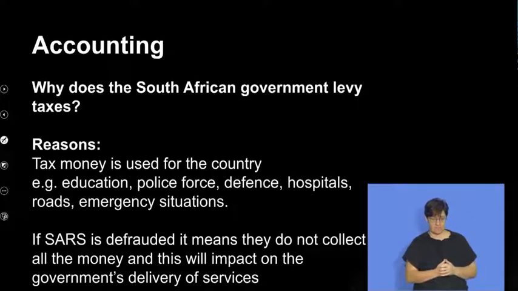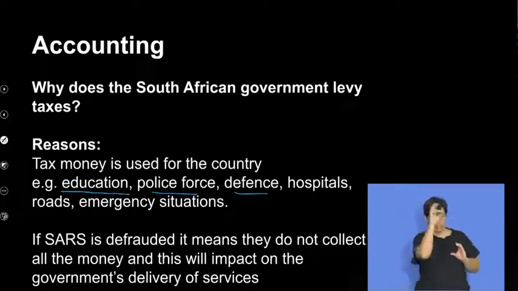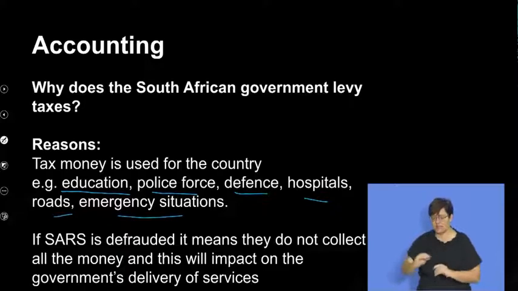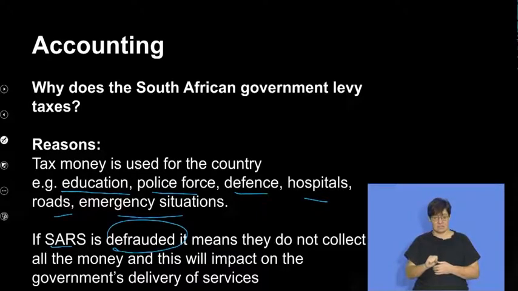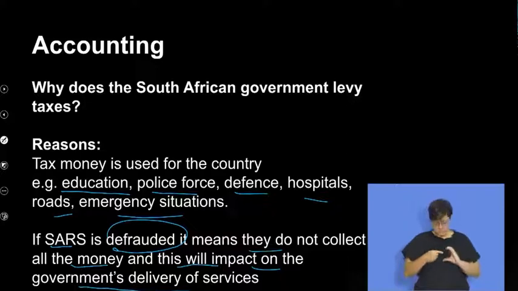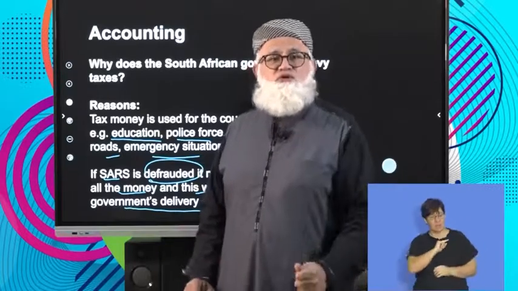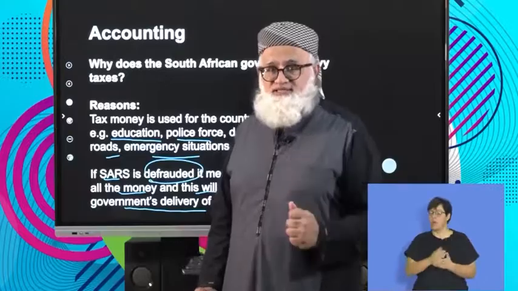The tax money that is collected by the government is used for the country. For example, education, our police force, defense, hospitals, roads, emergency situations. So therefore, if SARS is defrauded, it means that they will not collect all the monies and this will obviously then impact on the government's delivery of services. And that is why it's important for you as Joe citizen to ensure that you pay your taxes.